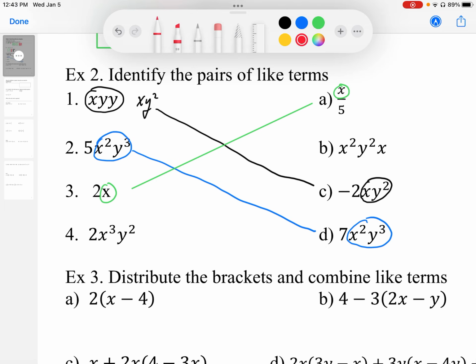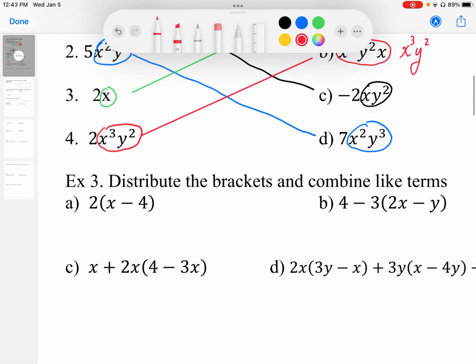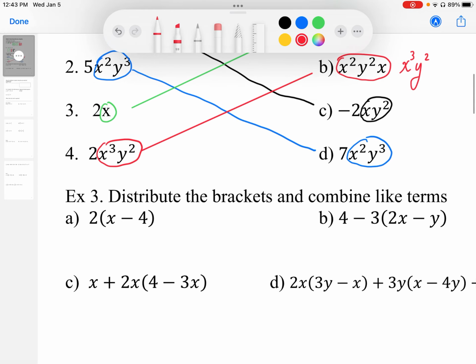For x squared y squared x, I'm going to rewrite that as x cubed y squared just to make it a little bit easier to look at. And I can see that I have a match here. There it is. Those two are a match. So we ignore the coefficient and we just look at the variable parts. The letters and the powers all have to match.